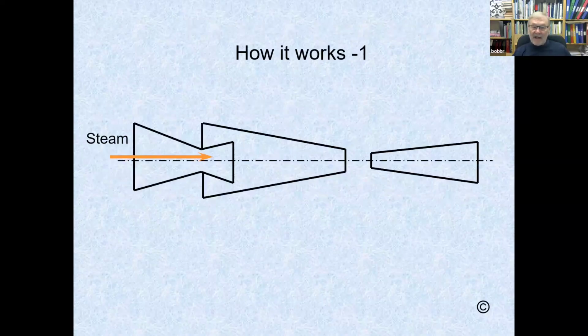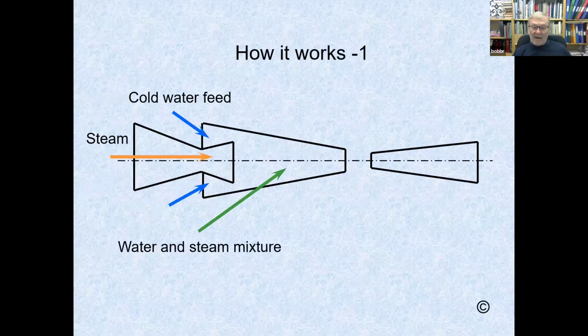So steam comes in there, cold water feed comes in here. There's a water and steam mixture. The steam condenses into cold water and comes out the other end of the combining nozzle here, jumps this gap, goes into the delivery cone, and comes out at high pressure at this end.